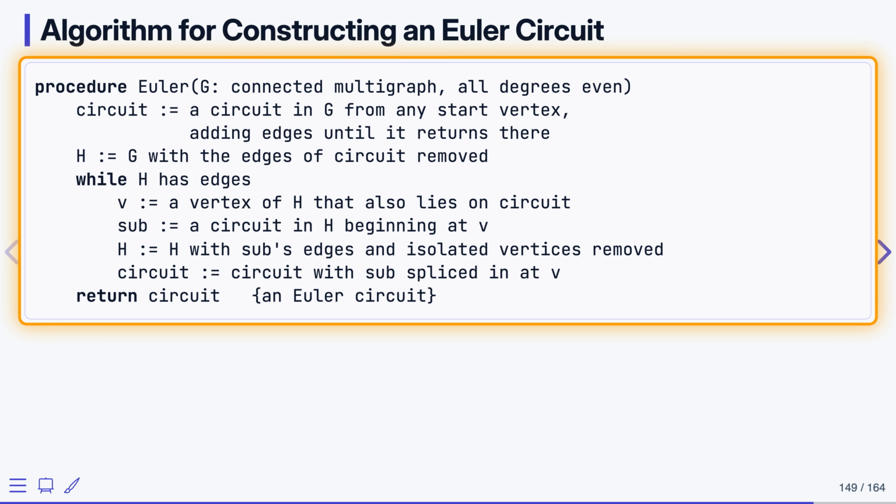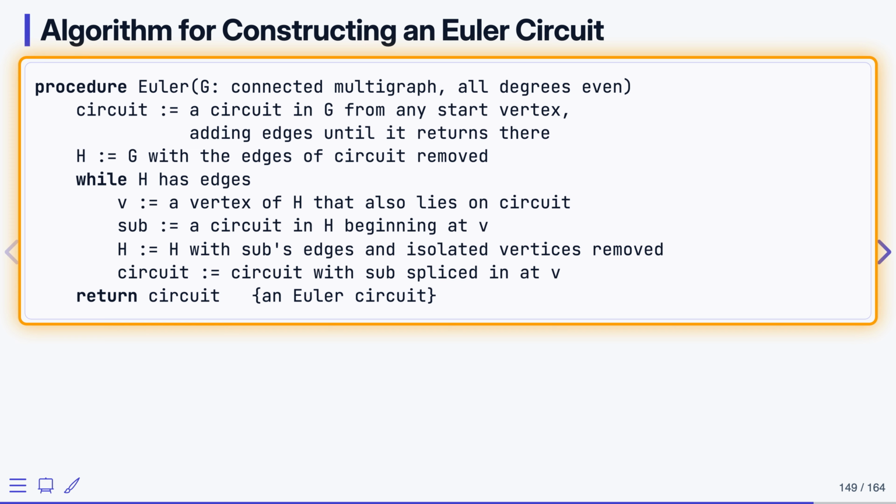This is the method written as an algorithm. We give it a connected graph where every vertex has an even degree. First, we build one circuit. We start at any vertex and add edges until we come back to that vertex. Then we make H, which is the graph with those used edges taken away.